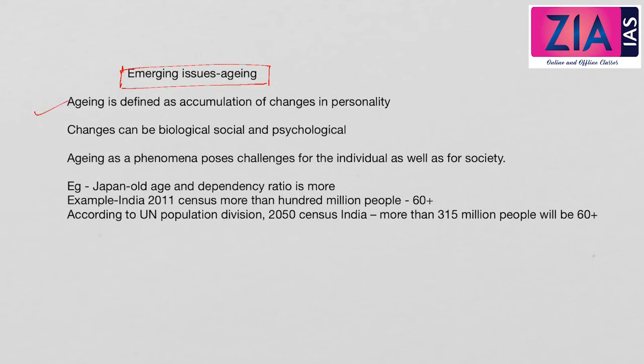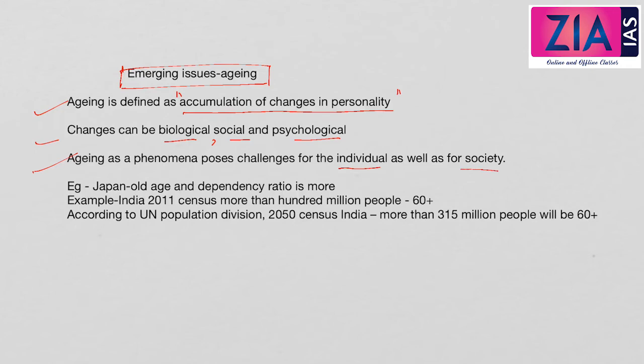Aging is defined as accumulation of changes in personality. So one line definition you can learn with respect to aging is that accumulation of changes in personality is one way of describing aging. Changes can be biological, social and psychological. So how can accumulation of changes happen? Personality changes will happen biologically, socially and psychologically. Aging as a phenomenon poses challenges for the individual as well as for society.